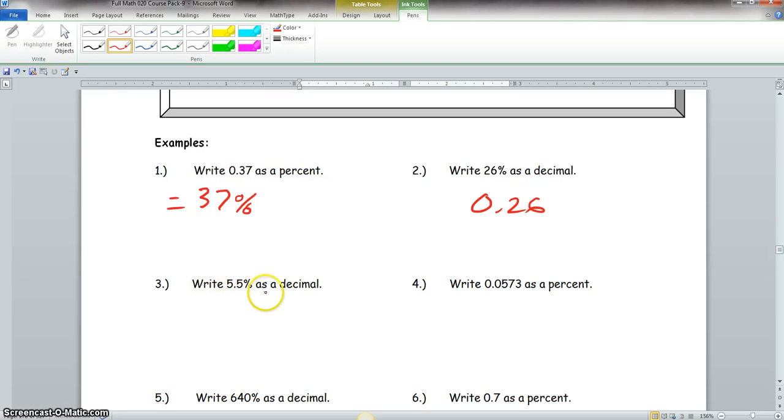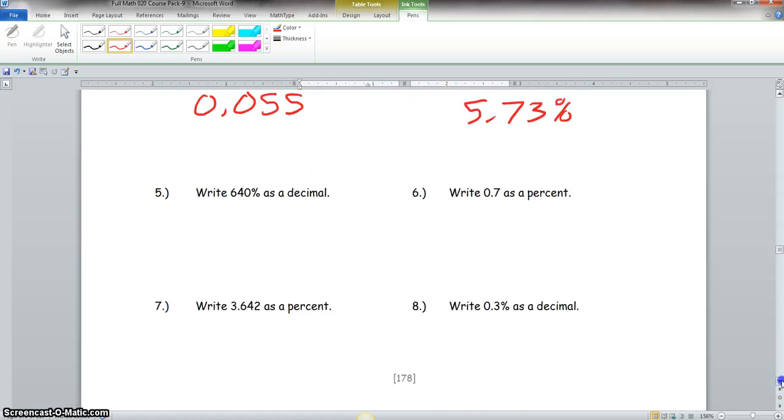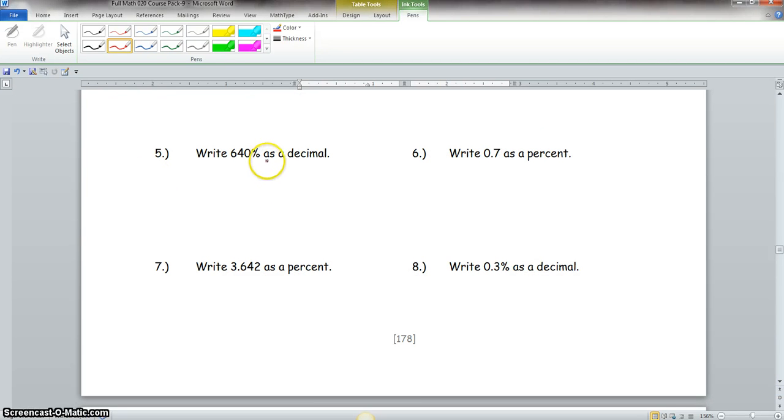It says write 5.5% as a decimal. We'll go to the left 2 places, and we'll have 0.055. Write 0.0573 as a percent. Remember, decimal to a percent, we go to the right. We'll move 2 places to the right. It'll be 5.73, and we'll put our percent sign at the end. Now we come to 5. Write 640% as a decimal. So percent to a decimal, we move to the left. So that'll give us 6.40, or you could write 6.4.